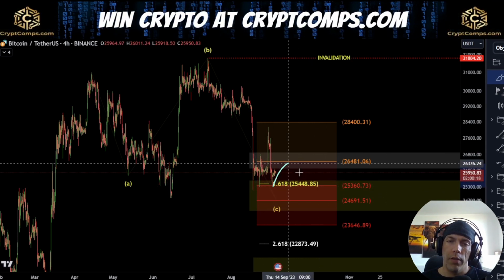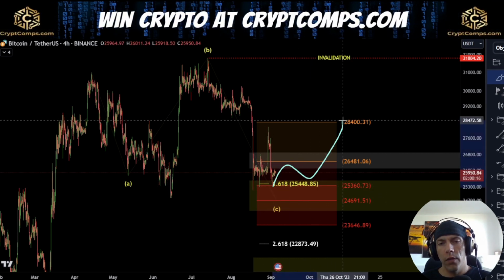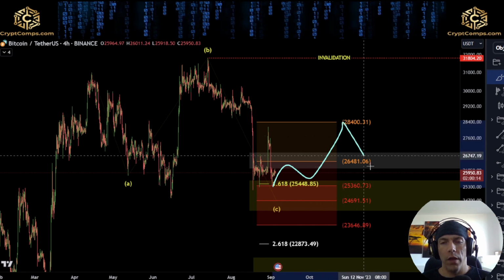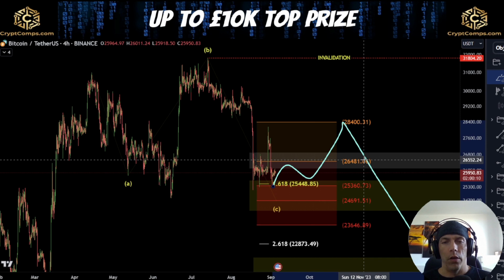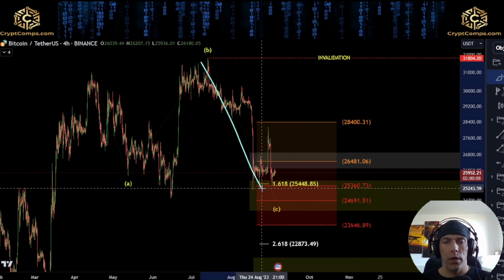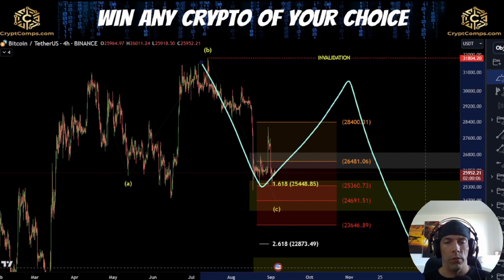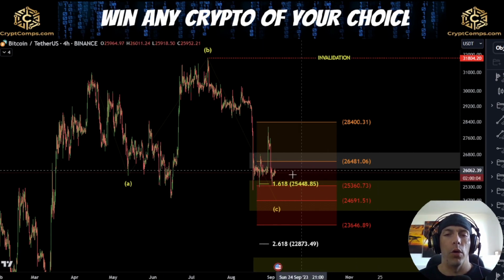Alternatively, if we just get a 3-wave move to the upside here, this could then actually indicate that we still have that continuation to the downside to come here, and we could be within a bigger corrective structure, or this move here could start to become impulsive to the downside. So we need to be very careful of that idea.